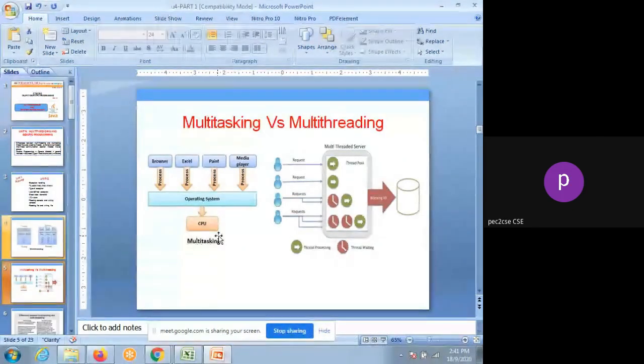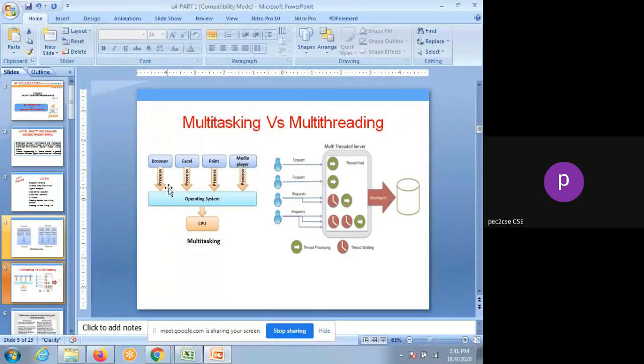The operating system may be Windows, Linux, or Ubuntu, whatever it is. In that operating system, on my laptop, I can simultaneously execute many processes. If I am able to execute many processes, it means multitasking. So in the media player I can hear music, as well as work in MS Excel, Word, or Paint. I can browse. Okay, so that is multitasking.